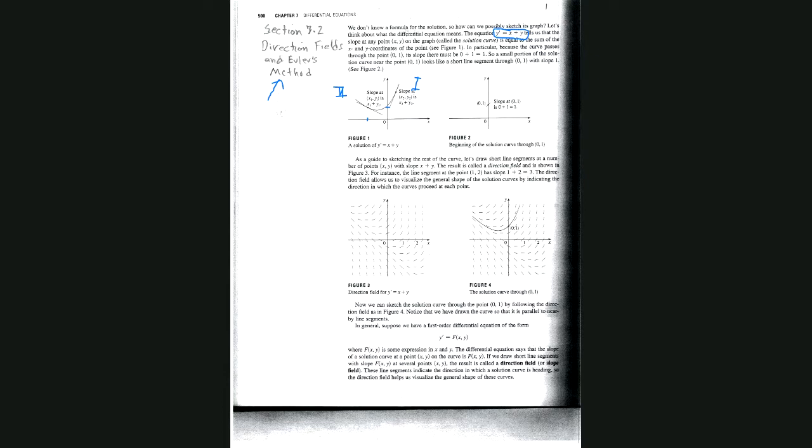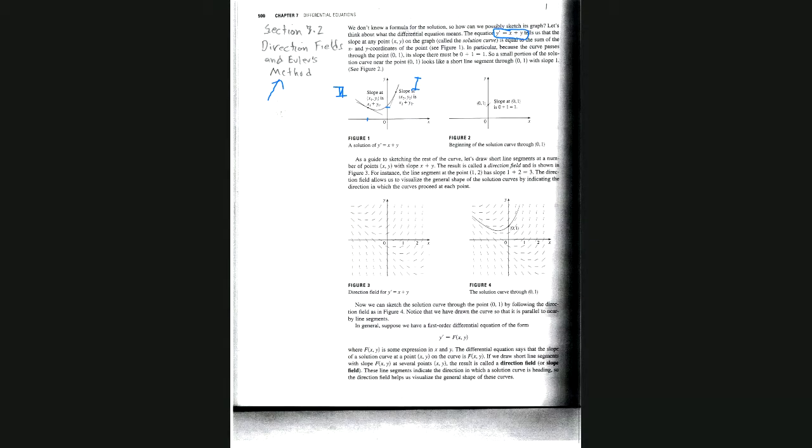Are there any questions on that concept? All right, well, now in figure 2, they actually pick a point, 0, 1, and compute the slope, 0 plus 1 equals 1, because y prime equals x plus y, and they draw a little tangent line there with a slope of 1.